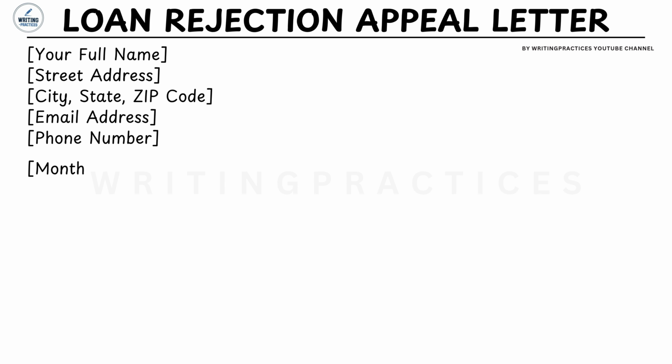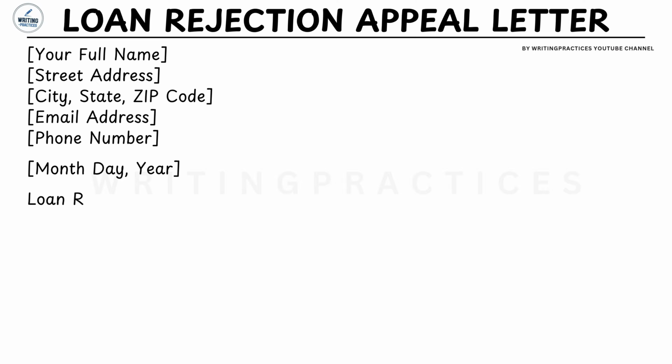Date. After your contact details, write the date. For example, June 2nd, 2026. The date establishes when your appeal was submitted, which can matter if the institution uses appeal deadlines or review periods.